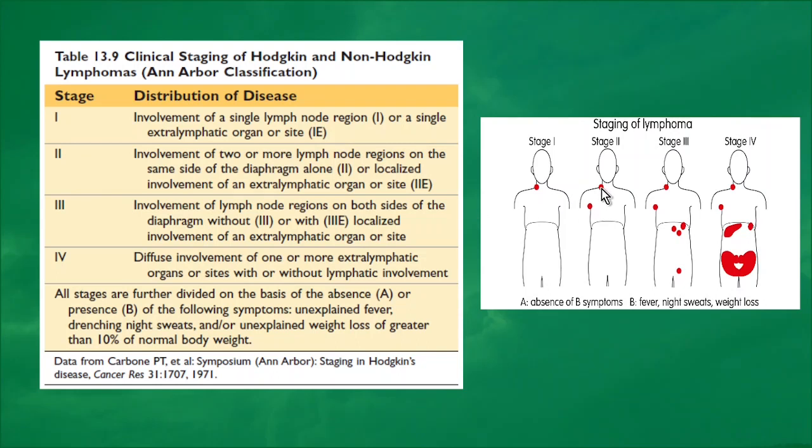Stage 2 is 2 lymph node regions on the same side of the diaphragm, similarly 2E. Stage 3 is when there is involvement of multiple lymph node regions on both sides of the diaphragm. And stage 4 is when there is diffuse involvement of extranodal sites. Now all these stages are further divided into A or B depending upon whether there are B symptoms, like unexplained fever, drenching night sweats, and weight loss greater than 10% of body weight over the past 6 months.